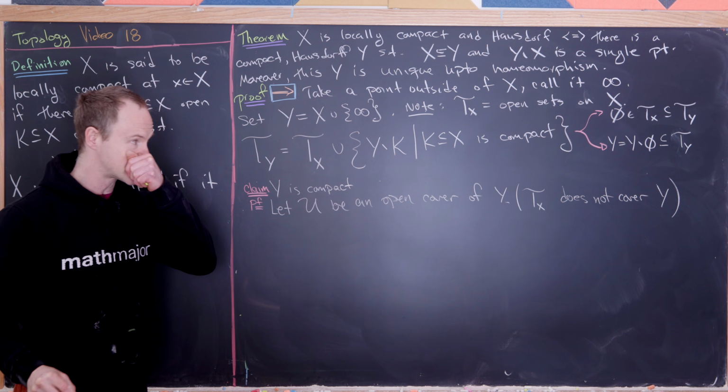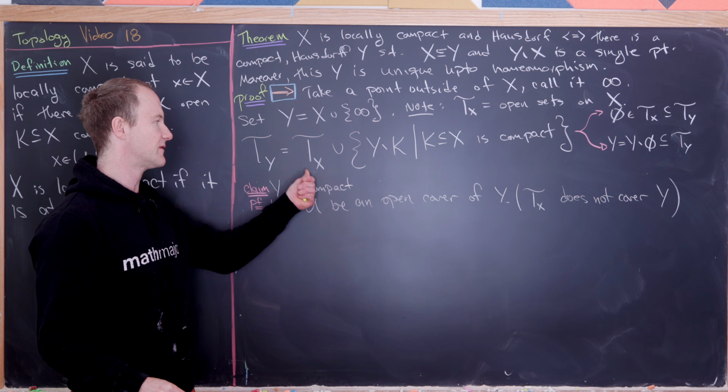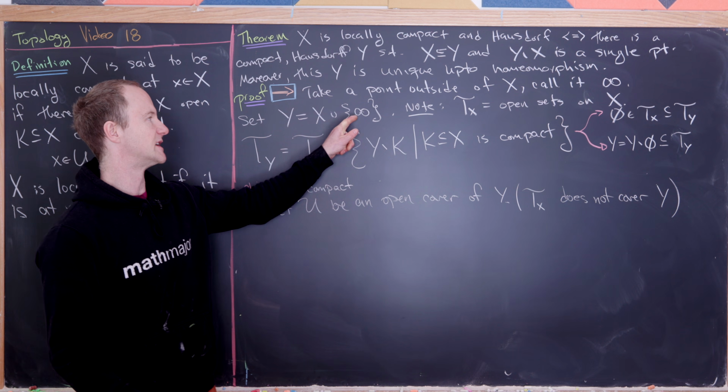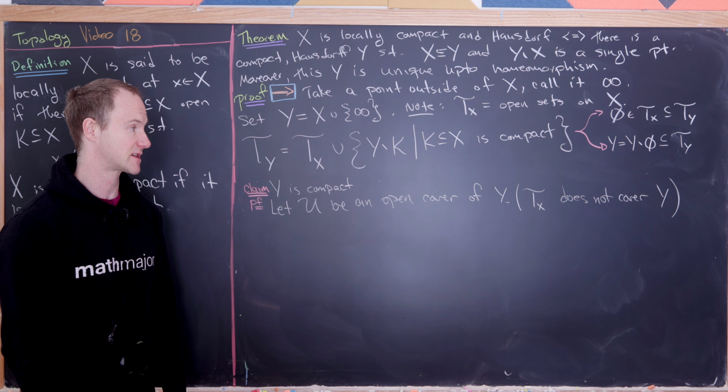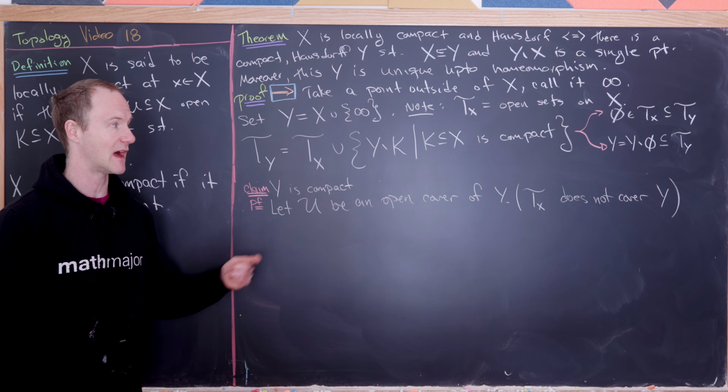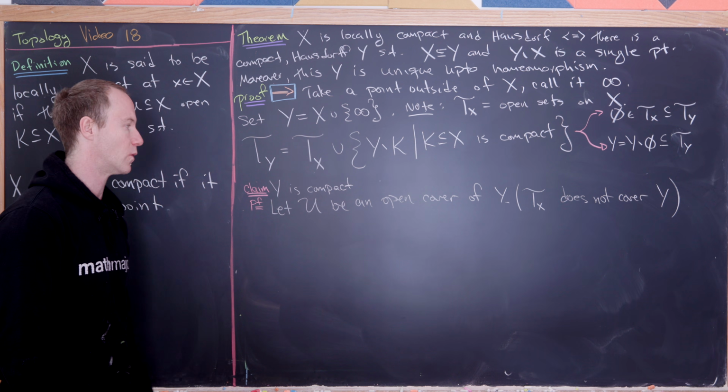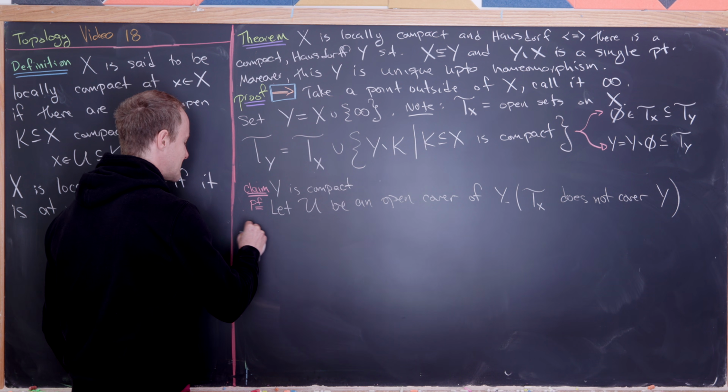And well, I think that's pretty clear. Notice that none of the sets in this T sub X contain our point at infinity. That's because infinity is not inside of X. So if none of them contain that point, they cannot cover Y. But well, what does that mean?